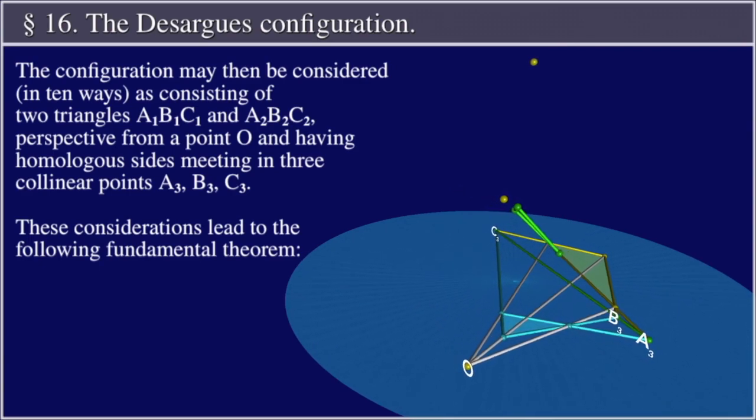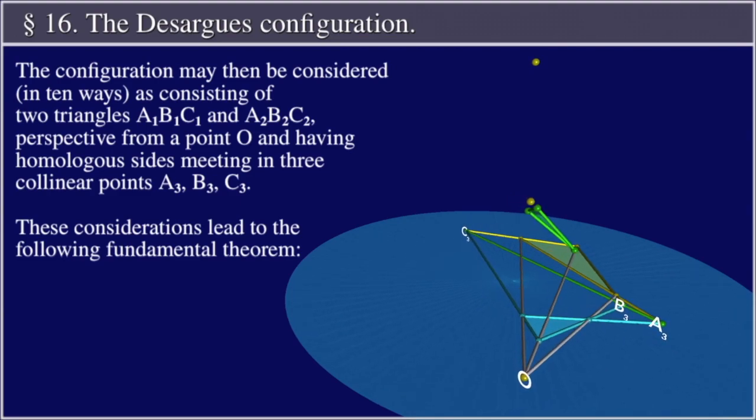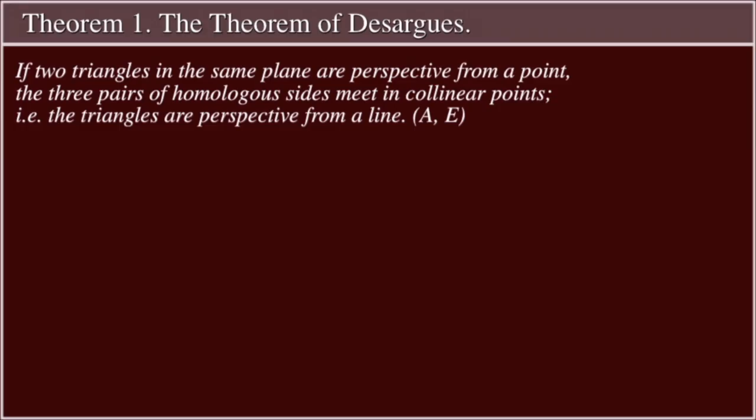These considerations lead to the following fundamental theorem. Theorem 1, the theorem of Desargues. If 2 triangles in the same plane are perspective from a point, the 3 pairs of homologous sides meet in collinear points, i.e., the triangles are perspective from a line, by assumptions A and E.